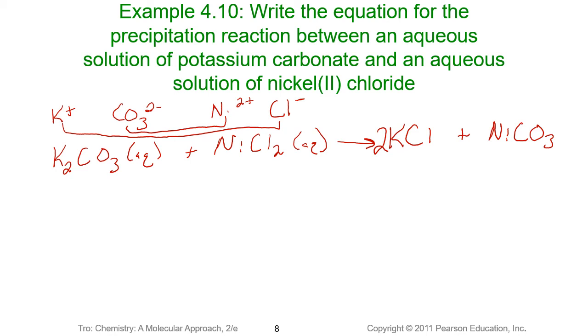Now we check our solubility rules. So potassium-containing compounds are always soluble no matter what. So that's going to be AQ, aqueous. Nickel carbonate, carbonates are usually insoluble. Nickel is not an exception. So this will form a solid. So we do have a reaction where we form nickel carbonate solid in this chemical reaction.